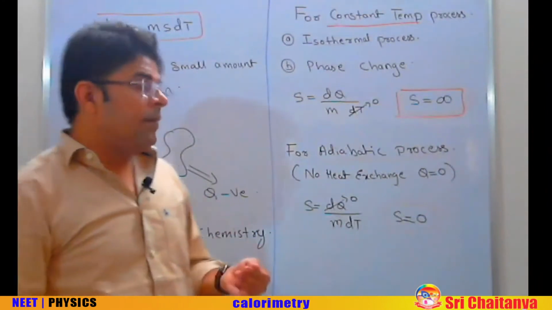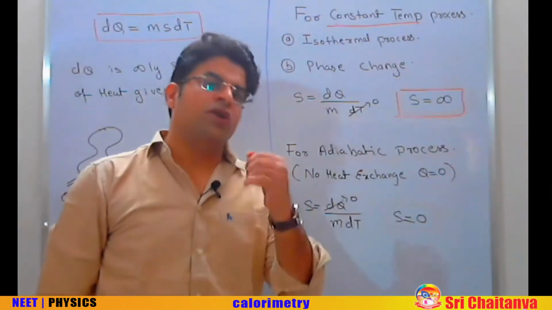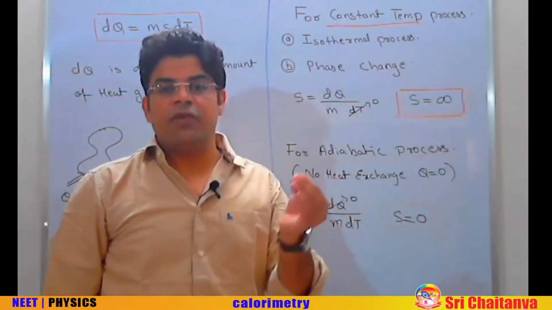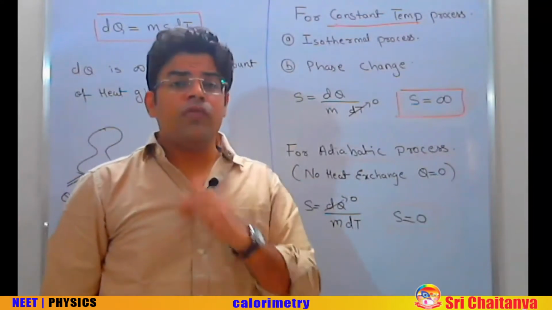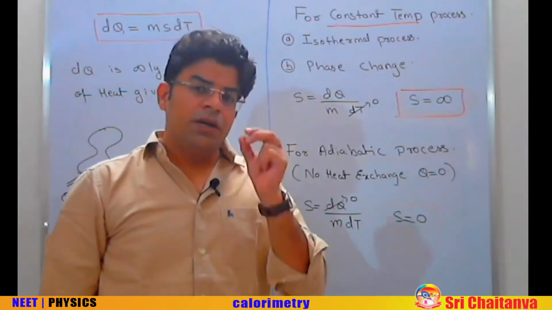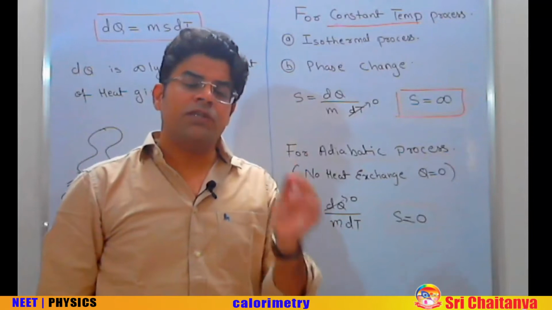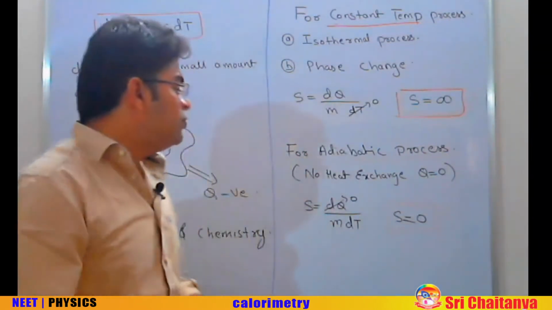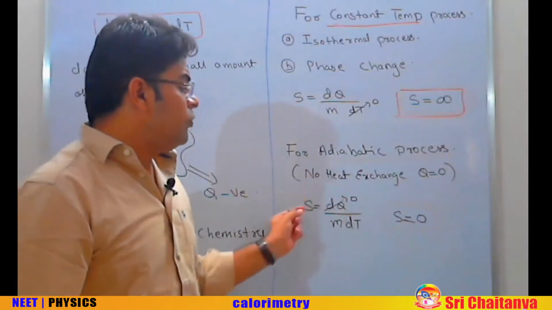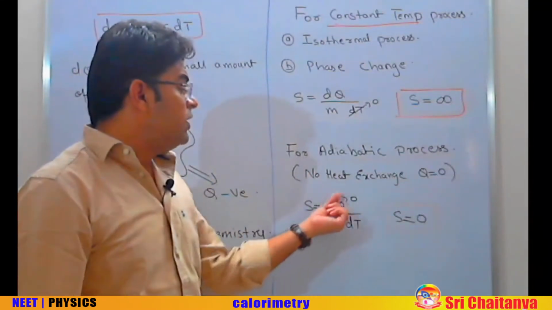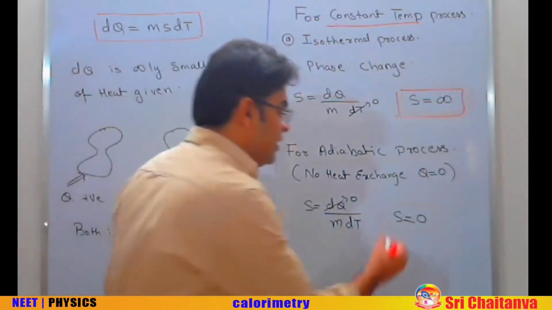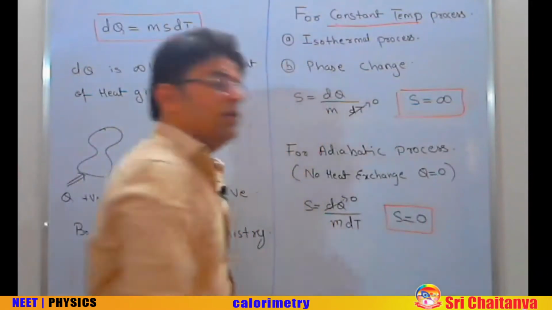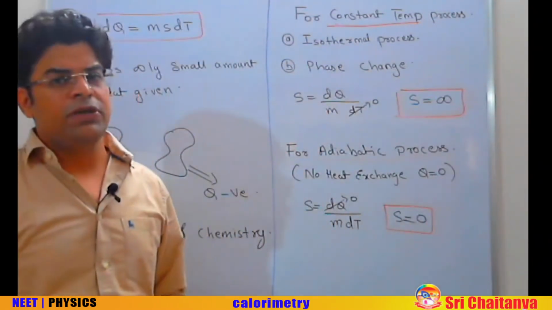The second important type we can discuss here only is what is the specific heat for an adiabatic process. The beauty of adiabatic process is that during the completion of adiabatic process, there is no heat exchange between the system and surrounding. Since there is no heat exchange, this quantity dq becomes 0. And since the quantity dq becomes 0, the specific heat of a gas undergoing adiabatic process has to be 0.